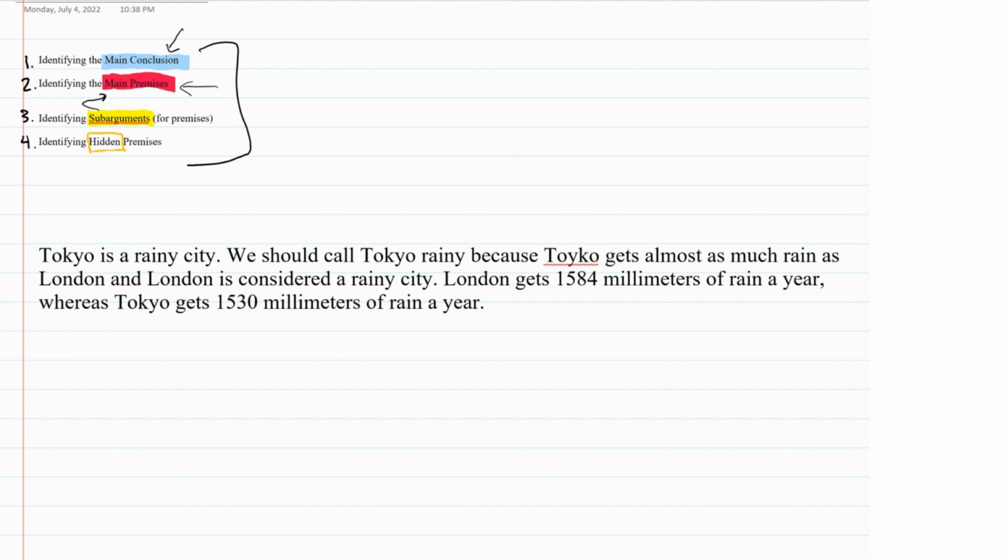All right. So in the next video, we are going to take a look at our first argument. And this is our first argument right here. Tokyo is a rainy city. We should call Tokyo rainy because Tokyo gets almost as much rain as London, and London is considered a rainy city. London gets 1584 millimeters of rain a year, whereas Tokyo gets 1530 millimeters of rain a year.